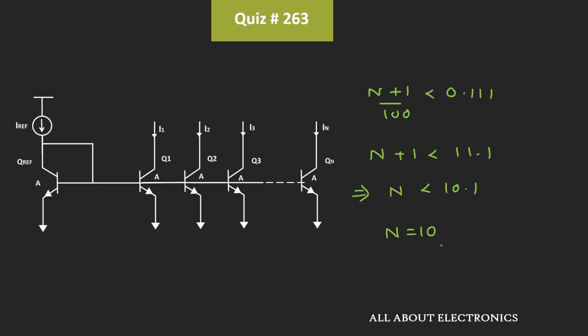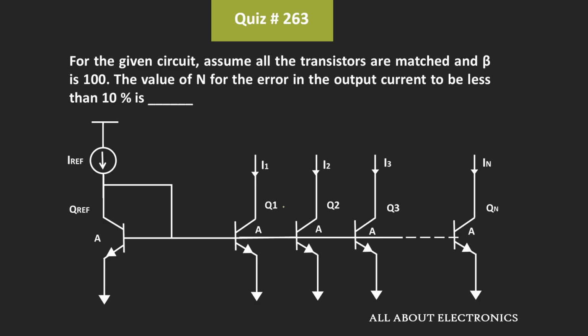And to see that, let us put the value of N in the earlier expression. That means IN is equal to I reference divided by 1 plus N plus 1 divided by beta. So in this expression, if we put the value of N as 10, then the value of this current IN will come out as 0.9009 times I reference, which indicates that here the error is less than 10%. So from this we can say that the maximum value of N is equal to 10. That means for the given question, the value of N will be equal to 10.